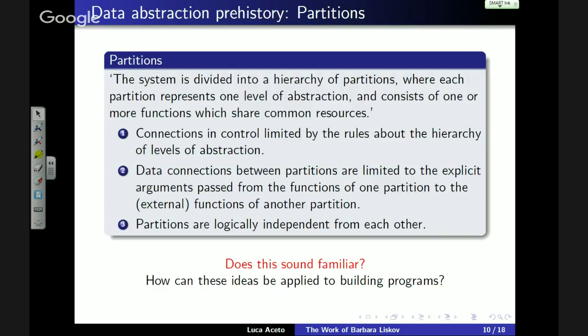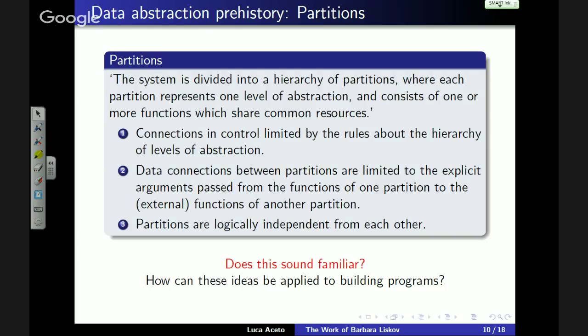Now, let me ask you, does this sound familiar? What does this make you think of? Some people say object-oriented programming. Modules. Abstract data types. So I'm of an older generation, you see, I believed in abstract data types at some point.